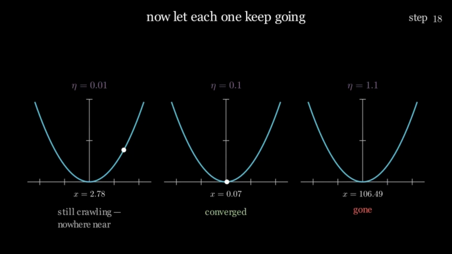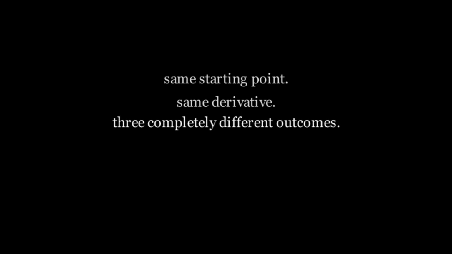And the large one doesn't recover. Every overshoot lands somewhere steeper, which produces a bigger step, which overshoots further. 18 steps in, x is over 100 and climbing. If you have ever watched a training run turn into NaN, this is what happened to it. Same starting point, same derivative, three completely different outcomes, and the only thing that changed was eta.